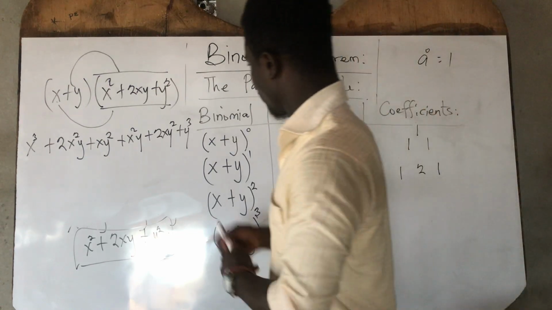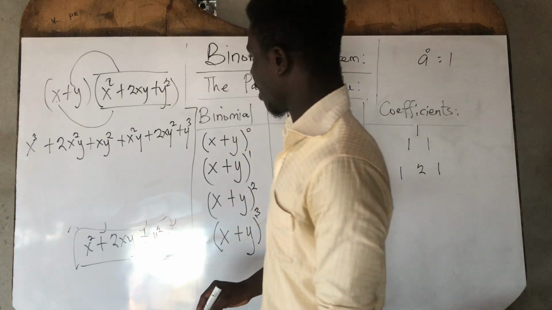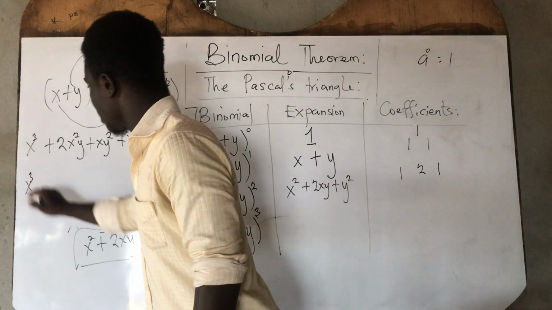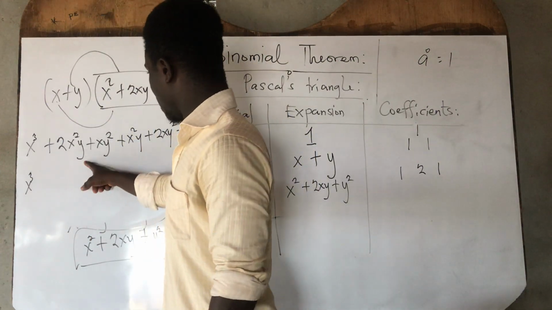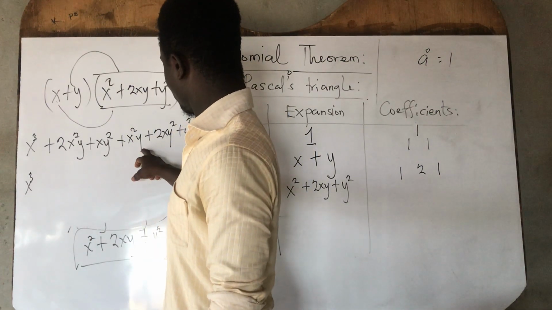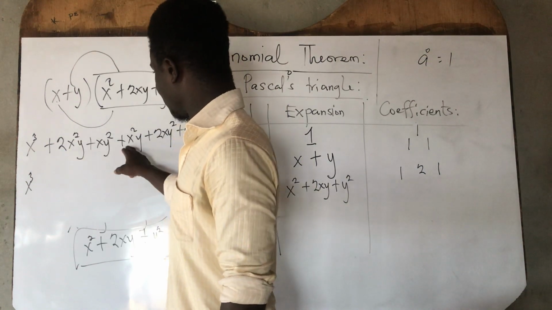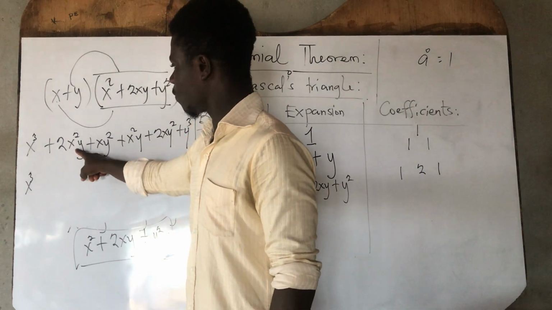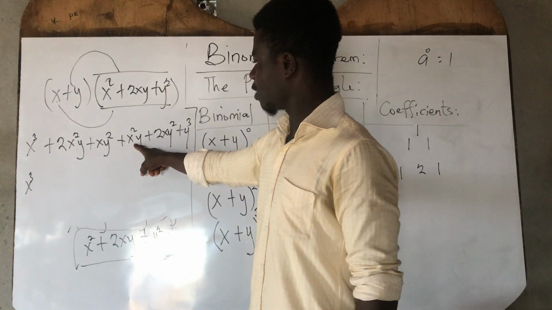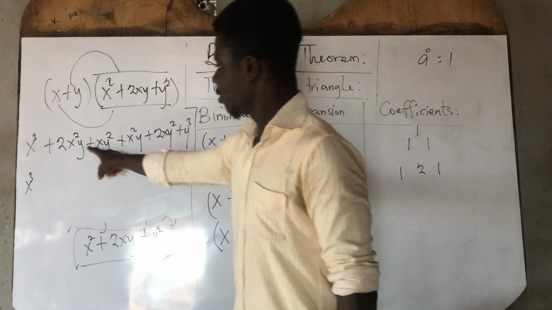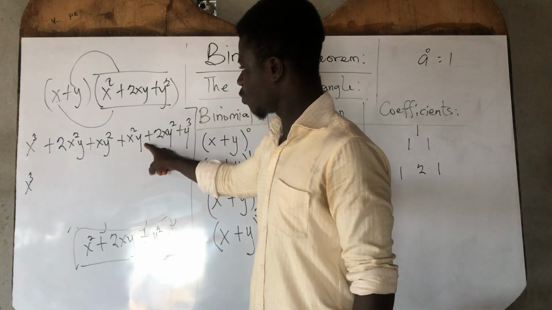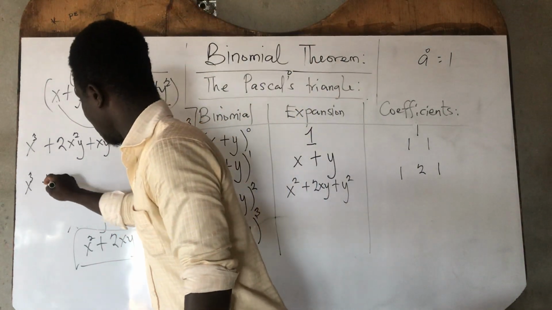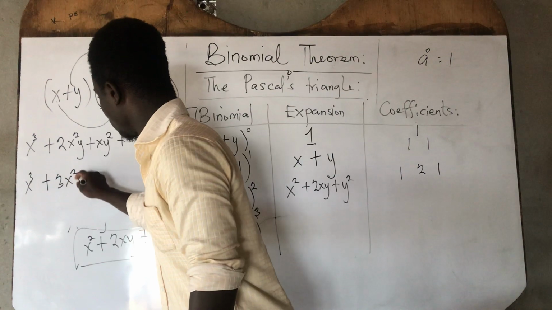So now let's see whether we have like terms here. I have x cubed, still my x cubed here. Then 2x squared y, and here x squared y. The coefficient of x squared y here is 2, and here it is 1. So we can add, which is 3. So I'll get plus 3x squared y.